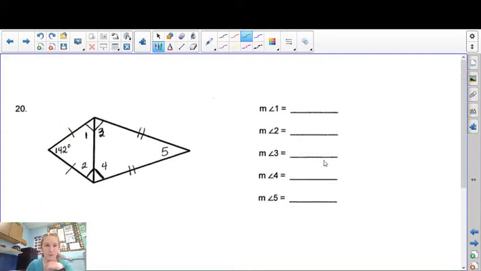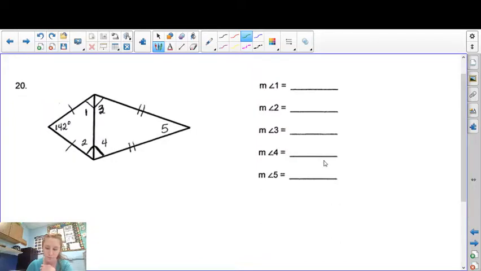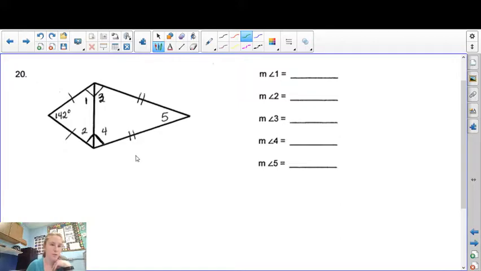All right, number 20. Okay, so that is a 142. That's not saying angle 1. This is saying 142 degrees. This is angle 1. This is angle 2. This is angle 3. This is angle 4. And this is angle 5. Those are not angle measures. If they were, they would have a degree symbol.